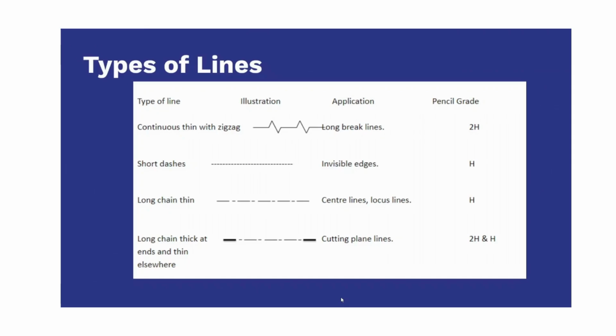If you're having a long break in a diagram, for example in plant layouts, or you are working on something at a bigger scale in diagrams, for example in electrical units also, we can use this long break line. This long break line can be drawn with a 2H pencil only. So this continuous thin line with zigzag is used only for long break lines.